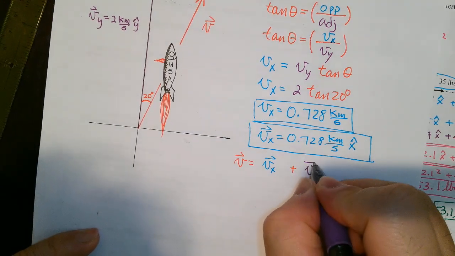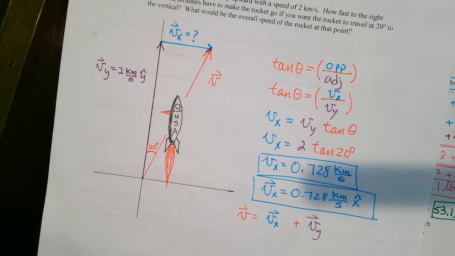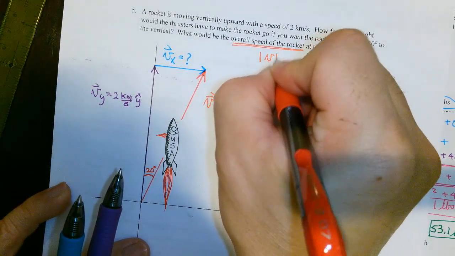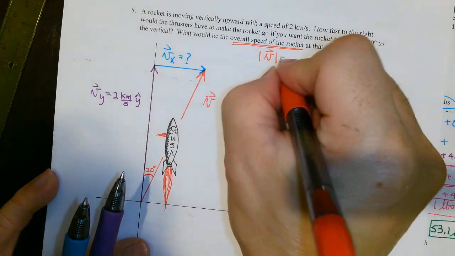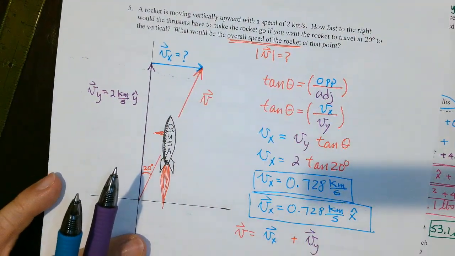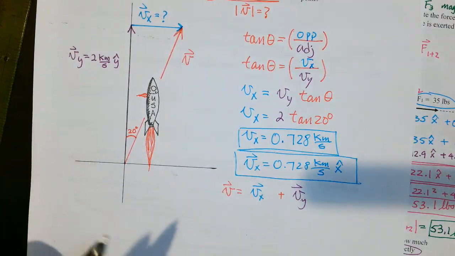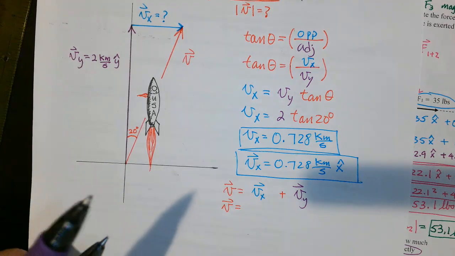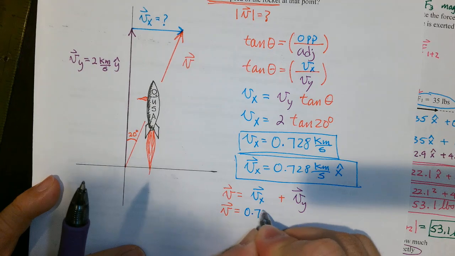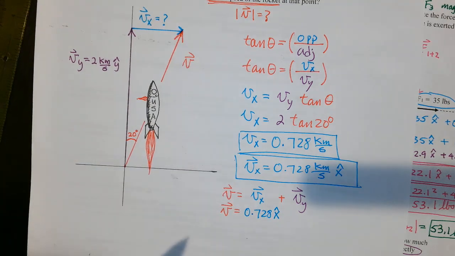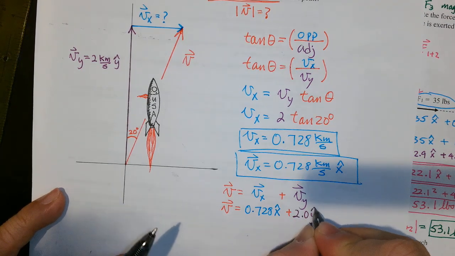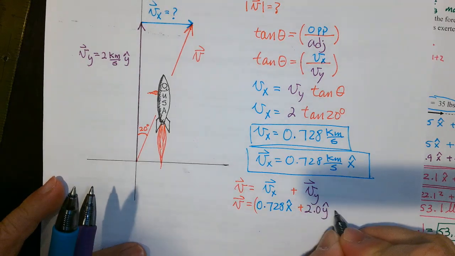So here they want to know what the overall speed of the rocket would be. So what they want to know is the magnitude of my v. That's what they want to figure out for overall speed. Just the magnitude. Okay. So we can figure out that v is equal to 0.728 x hat plus 2.0 y hat kilometers per second, right?